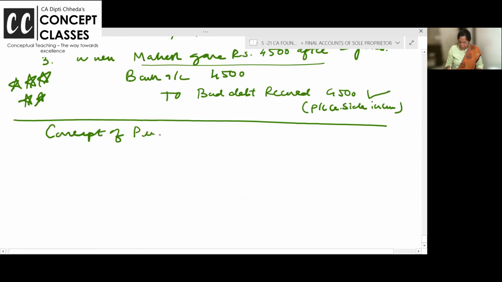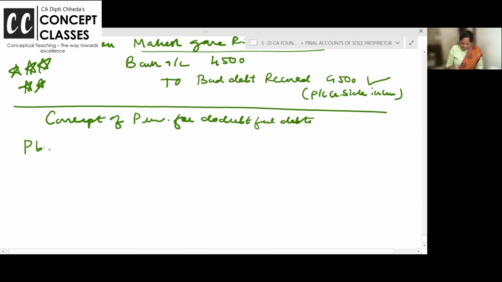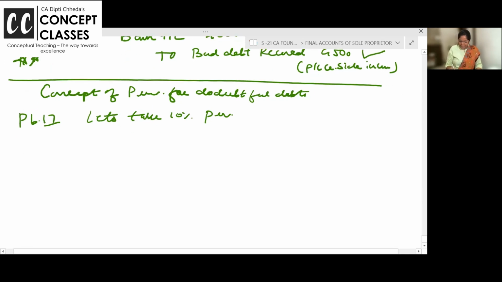Concept of provision for doubtful debts. In problem number 17, let's take a 10% provision. If we have to do it, how will we do it?